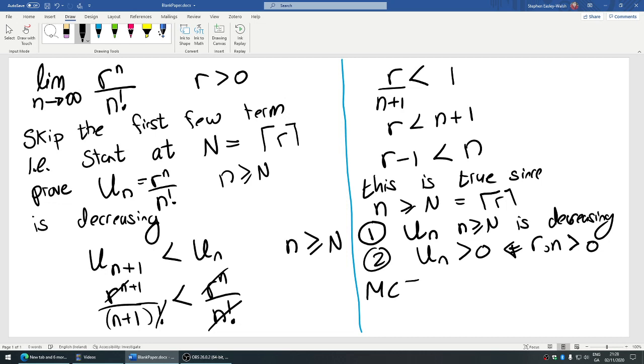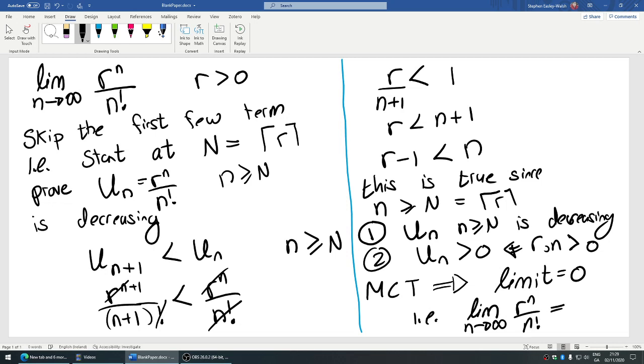The MCT theorem, monotone convergence theorem, says that if a sequence is monotonic and bounded, it converges. In this case all the terms have to be positive and it's decreasing, well then that means it has to be decreasing to 0, so that would mean that the limit is 0, i.e. the limit as n goes to infinity of r^n over n factorial has to be 0 then. Okay.